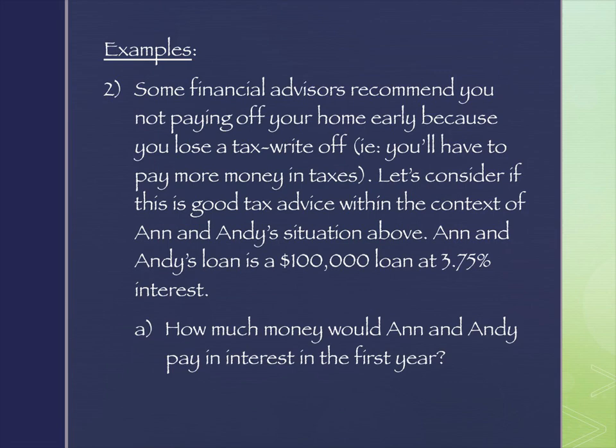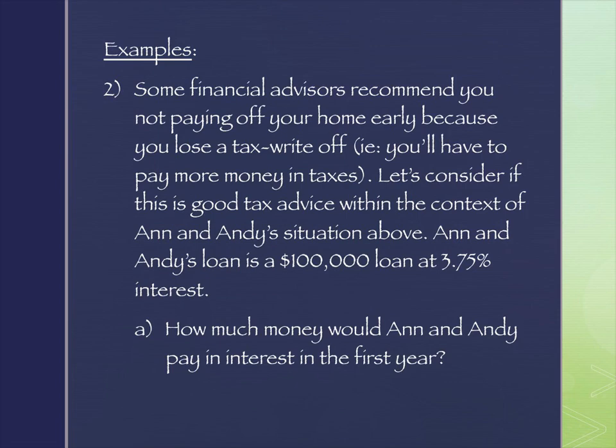So we're going to consider whether this statement as a whole, that is, is it a good or bad idea, is a correct statement with their situation. So Ann and Andy's loan is $100,000 at 3.75% interest. How much money would Ann and Andy pay in interest the first year? So we're doing sort of an approximation. If we really wanted to find it, we'd have to do the amortization schedule for 12 months, and we'd have to add up the 12 interests.